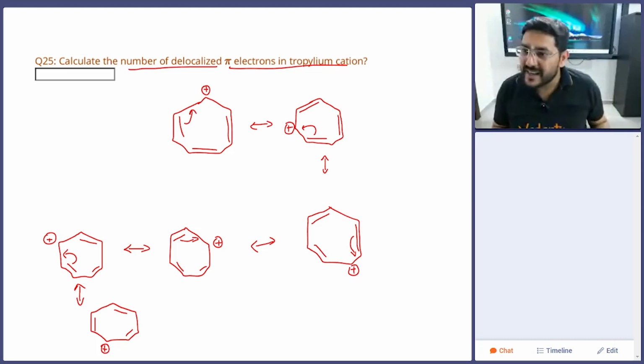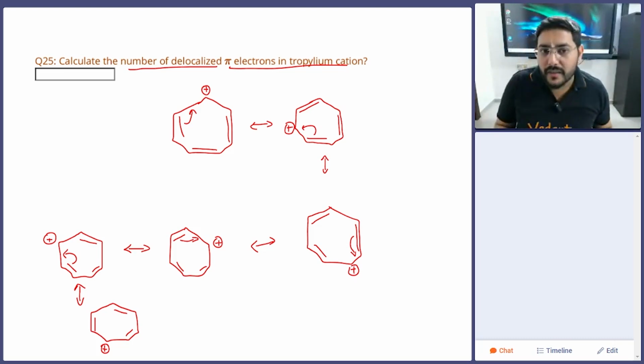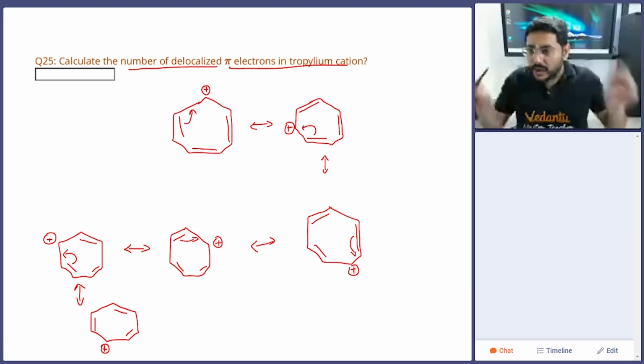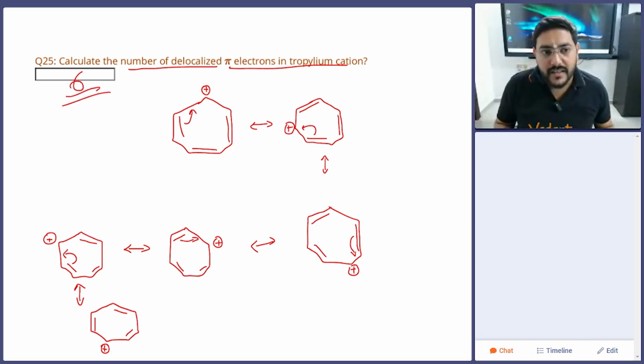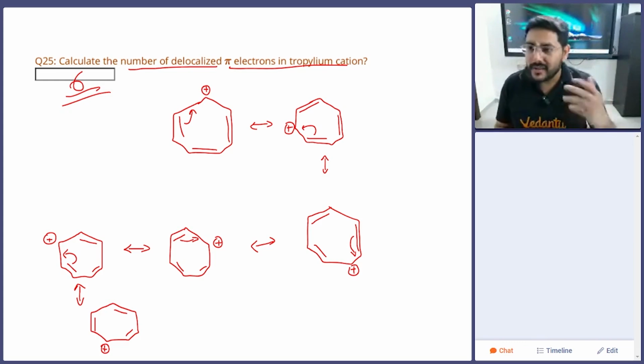So can we say that 6 pi electrons is going to be the right answer? Calculate the number of delocalized pi electrons in the tropylium cation. So all the pi electrons are moving continuously. So can I say that 6 pi electrons is the right answer? And is this compound aromatic or non-aromatic? So this compound is aromatic in nature. Is this part clear to you guys? 100% clear?